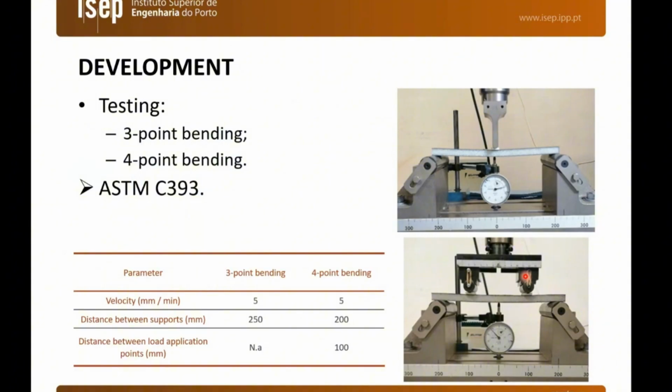In this slide, we can see the setup for the two types of bending. We have the setup for 3-point bending and also for 4-point bending. We are carrying out this test in accordance with the ASTM C393 standard. So we are using a speed of 5 millimeters per minute, and also the dimensions that we consider according to the standard for the 3-point bending and 4-point bending tests.